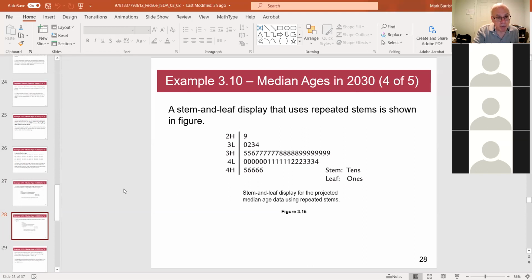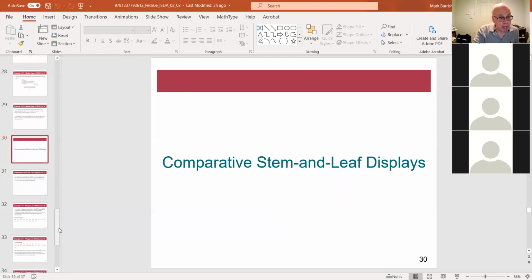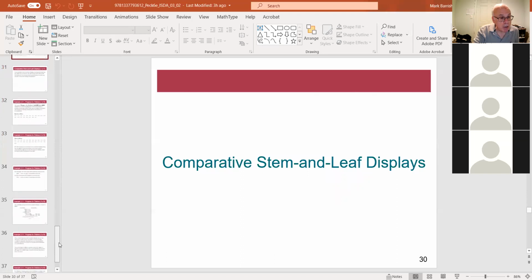All right. So sometimes you see an H and an L here representing the same stem, but broken up into more than one piece. And then you can use stem and leaf to compare. I'll show you what that looks like.